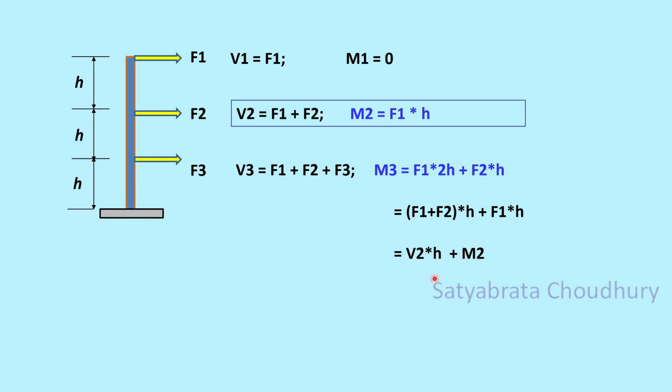So we are getting some generalized condition for finding those shear forces and moments. Shear force formula can be previous shear force plus current force, and bending moment formula can be previous shear into height plus previous moment. Previous means the immediately upper floor. So if I follow this formally, it will be easy to find out all the shears and forces in the frames and walls.